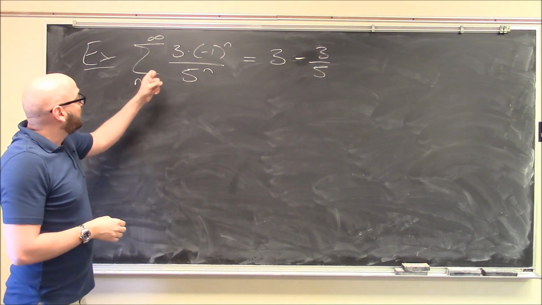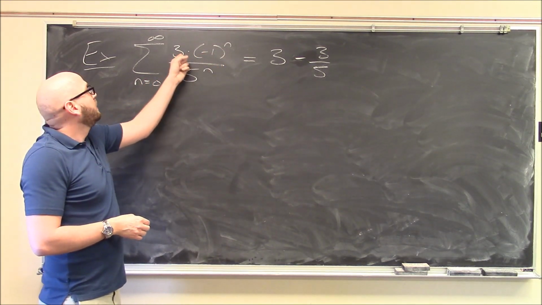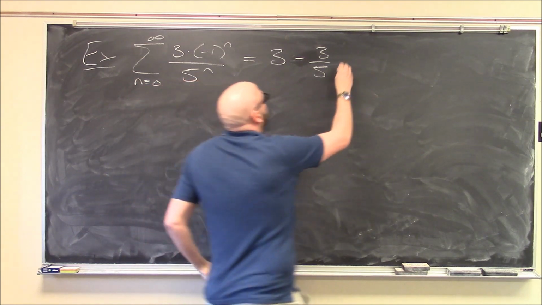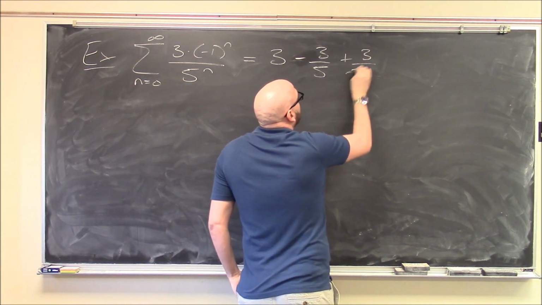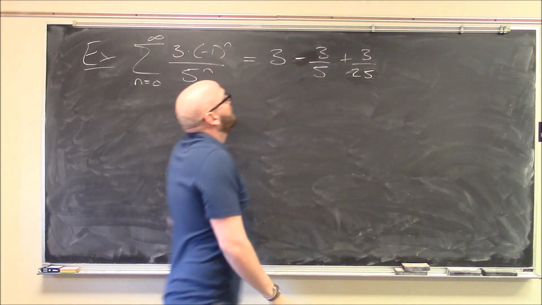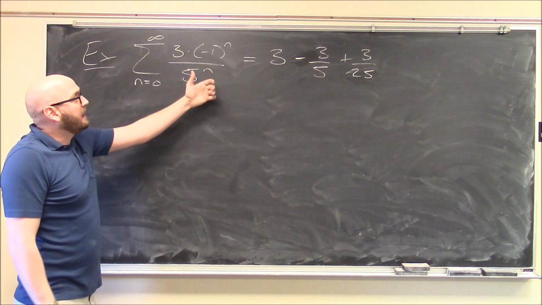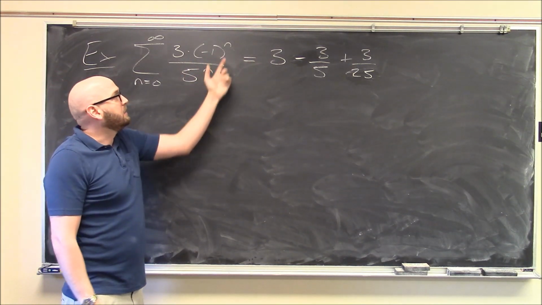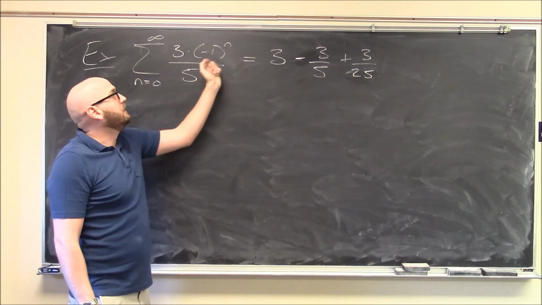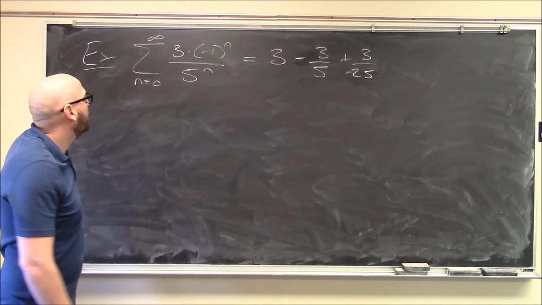Next term, n equals 2. I've got 3 times minus 1 squared, so 3 times positive 1, over 5 squared, so plus 3 over 5 squared, which is 25. And you'll notice the minus 1 up top here. Get used to this because you will work with minus 1 to the n all the time. All that does is alternate the sign, right? As we increase n from 3 to 4 to 5 to 6, it flips the sign back and forth between plus and minus.